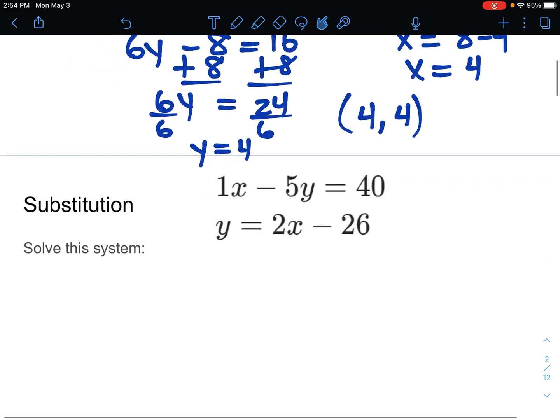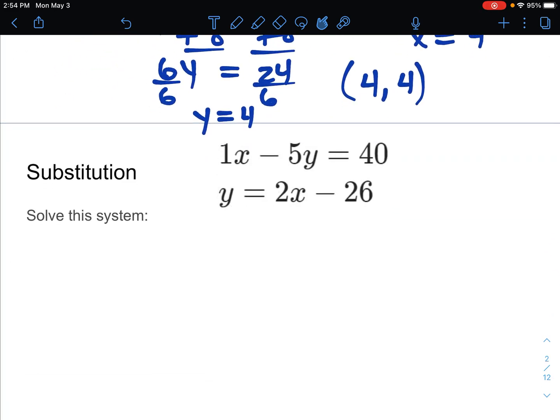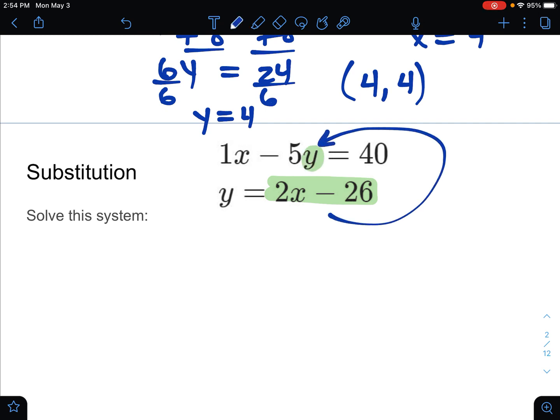On to the next one here. In this case, we've got y by itself this time. So I'm going to take the 2x minus 26, and that's going to go in place of y in the first equation, because this whole thing is equal to y. So I'm going to replace the 2x minus 26 in where y is in the first equation. So that'd be 1x minus 5 times that, in parentheses, equaling the right side, 40.